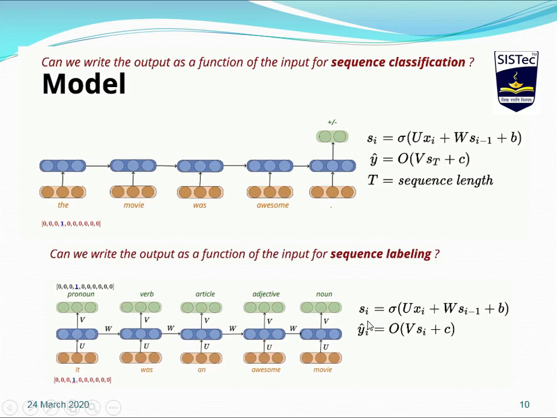So the math formula for calculating the output of S1 is the same. The input matrix is multiplied by the weight U. Then W is multiplied by the previous stage, a bias is added, and it is passed to the sigmoid activation function, or any other activation function, ReLU, and so on. Then the output of the hidden layer is passed to Y1, which is represented by S multiplied by the weight matrix V, plus C, and passed to the softmax activation function, which gives the probability for each class.